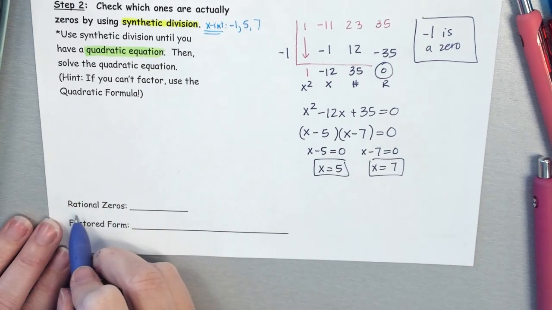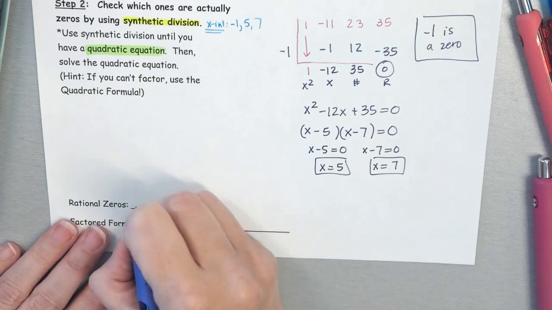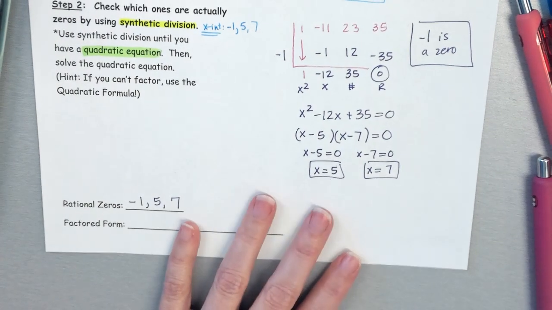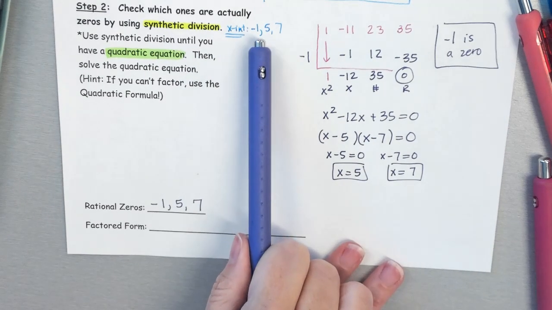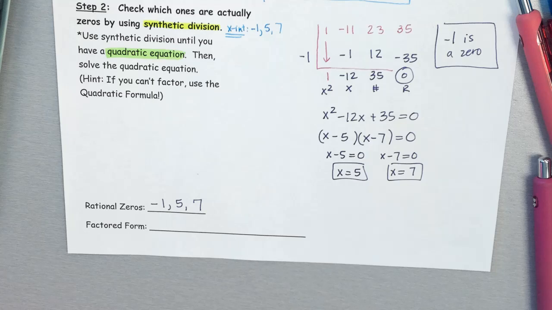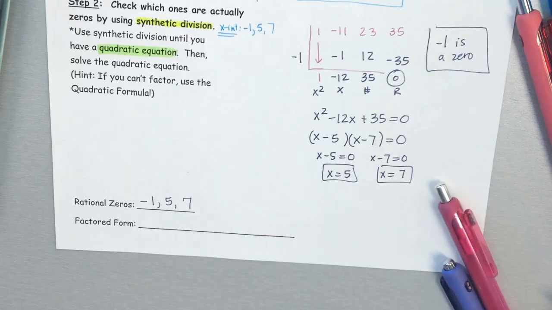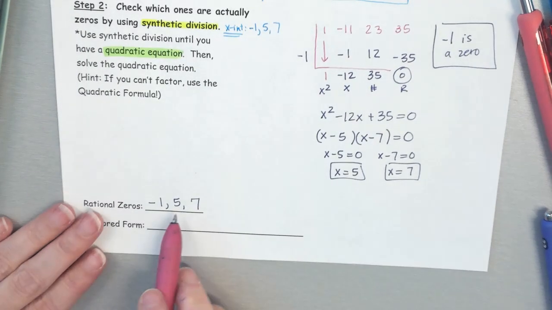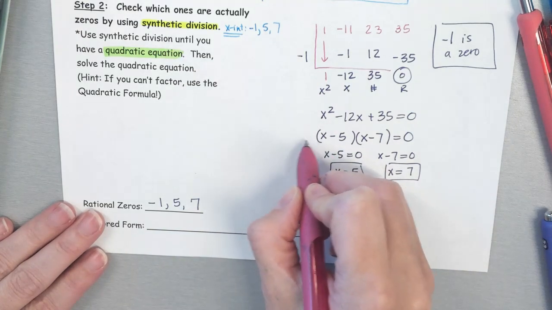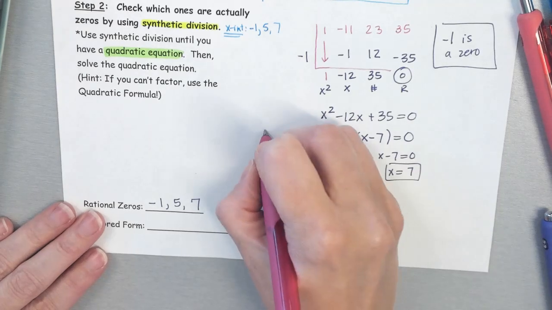Okay, so the rational zeros are -1, 5, and 7. Like I said earlier, in this case, all of the x-intercepts were the rational zeros. That's not always going to happen. Okay, for this one it does. And then it says to write this out in factored form. So remember how in the preview packet we wrote these as factors? This is going to be similar. This is part of the factored form, right?